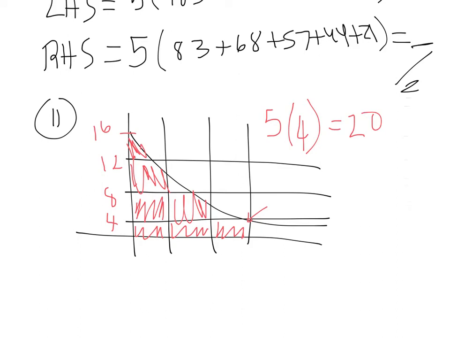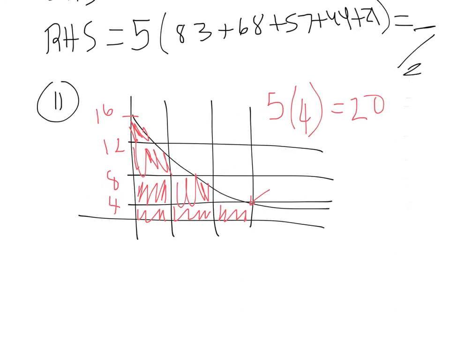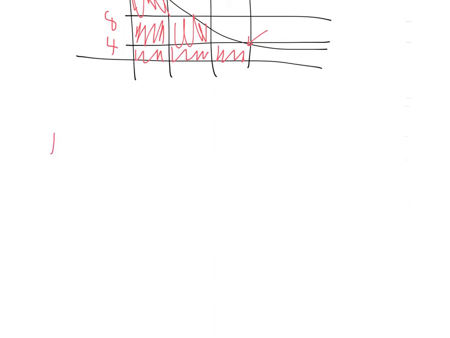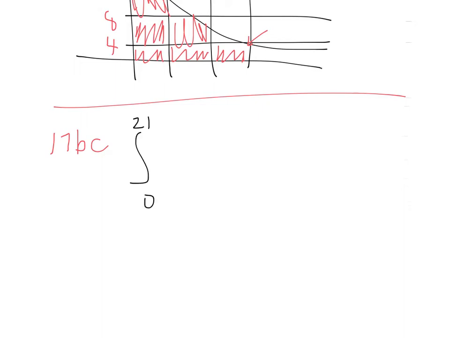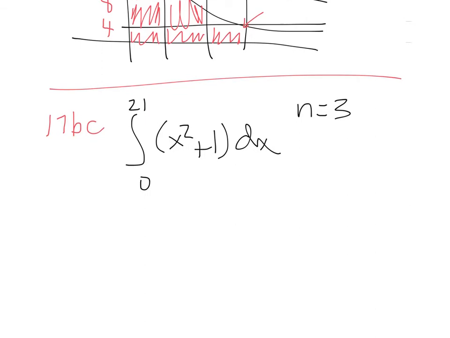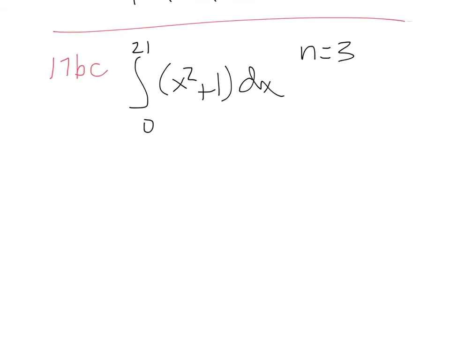It's kind of a weird one. And then I have 17BC, where they give you a function, the integral from 0 to 21 of x squared plus 1 dx, with n equals 3, and they say to do a left-hand and a right-hand sum. Remember, when you're doing these, the first thing you want to do is draw this graph.